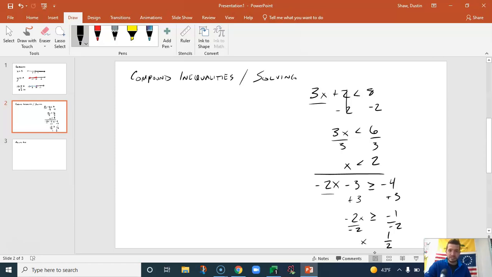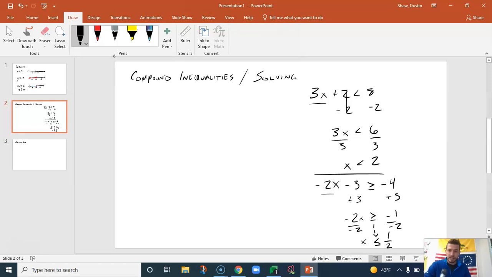But anytime you multiply or divide by a negative, you have to flip the sign around. That's kind of confusing. Let me move that up a little bit. So this is going to be flipped around. Instead of greater than or equal to, it's going to be less than or equal to. So anytime you multiply or divide by a negative, you have to flip that sign around before you start graphing. All right.